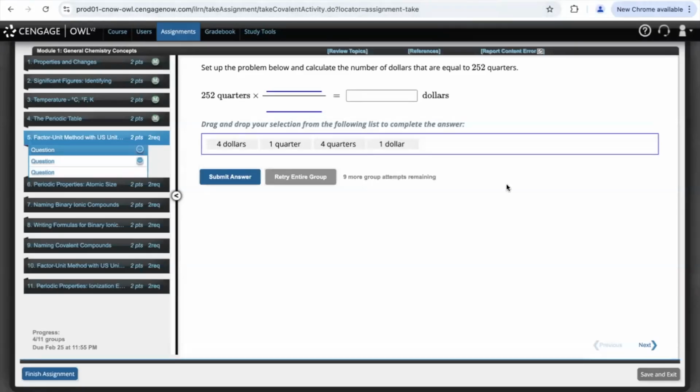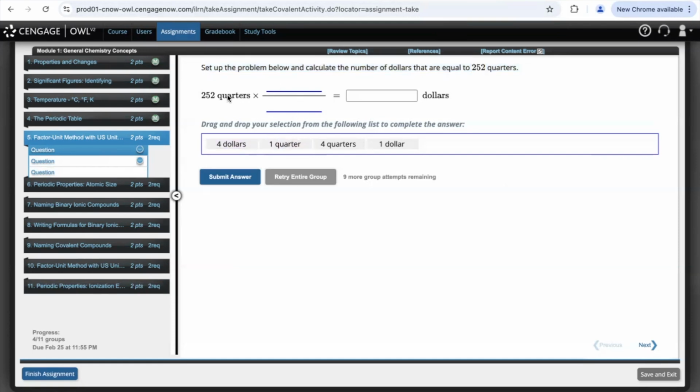All right, for question 5, you're starting the factor label method. This is kind of just like a precursor, and then it continues down here with number 10. So I think I'm going to group number 5 and 10 together for this video. So you're supposed to just set up the problem and then solve for it. And you're going to set it up by putting these numbers here.